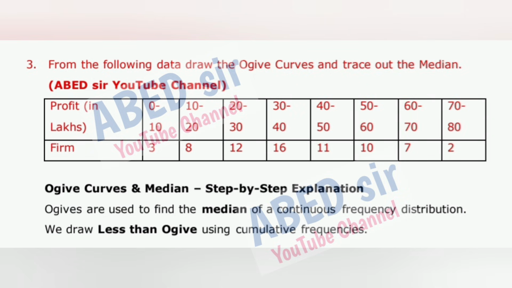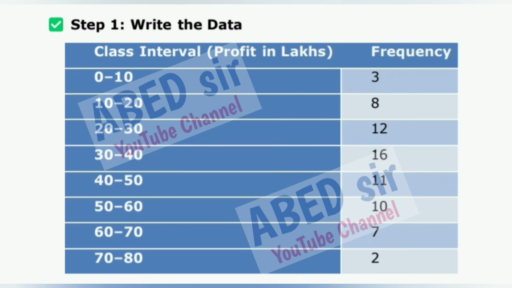Ogive curves and median, step-by-step explanation. Ogives are used to find the median of a continuous frequency distribution. We draw the less than ogive using cumulative frequencies. Step 1. Write the data.